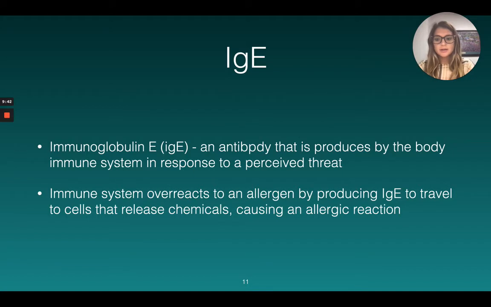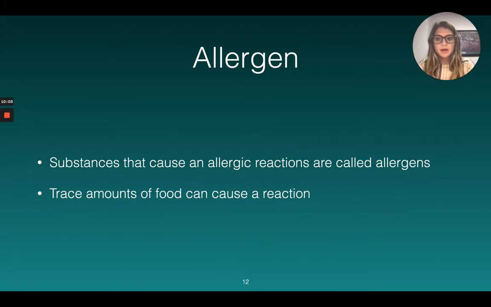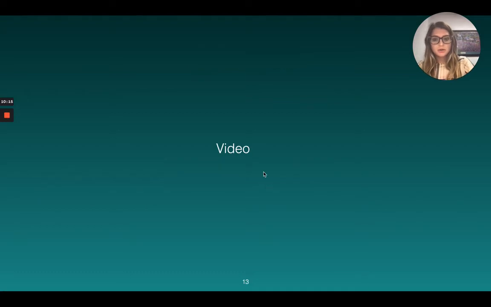So IgE, like I said, is immunoglobulin E. It is an antibody that is produced by the immune system in response to a perceived threat. So the immune system basically overreacts to that allergen by producing IgE, and it travels to cells that release chemicals, causing an allergic reaction. And that allergen, again, is that substance that causes an allergic reaction. And even small, trace amounts of food can cause a reaction. So we're going to watch a short video.